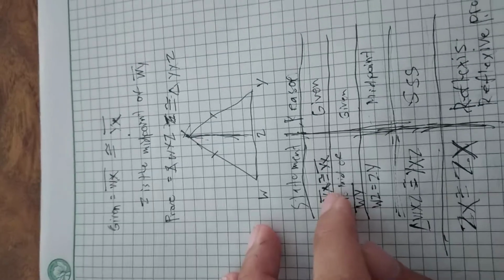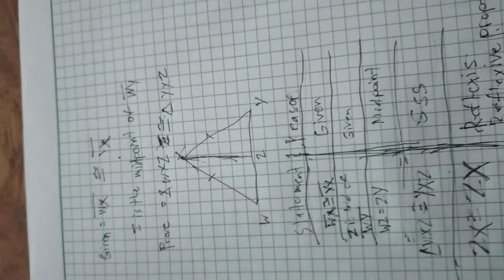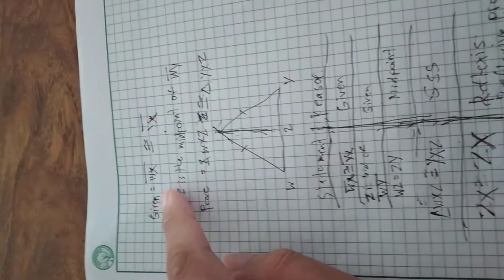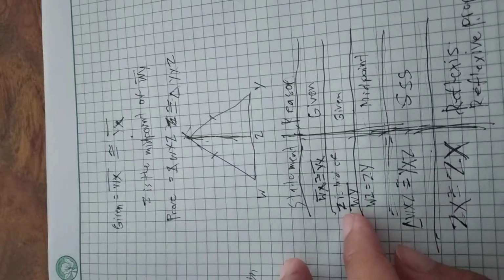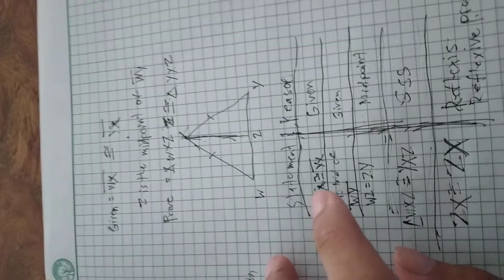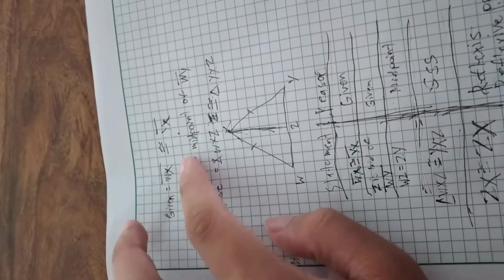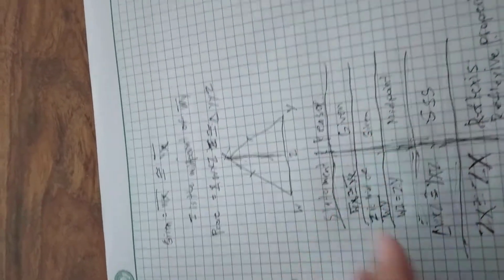Now for my first box, my first statement would be WX is equal to YX, and the reason for that is given because it is shown here. The same reason is used for the second box because it says here Z is the midpoint of WY, because it shows here in the given that Z is also the midpoint of WY, which is why this is given.